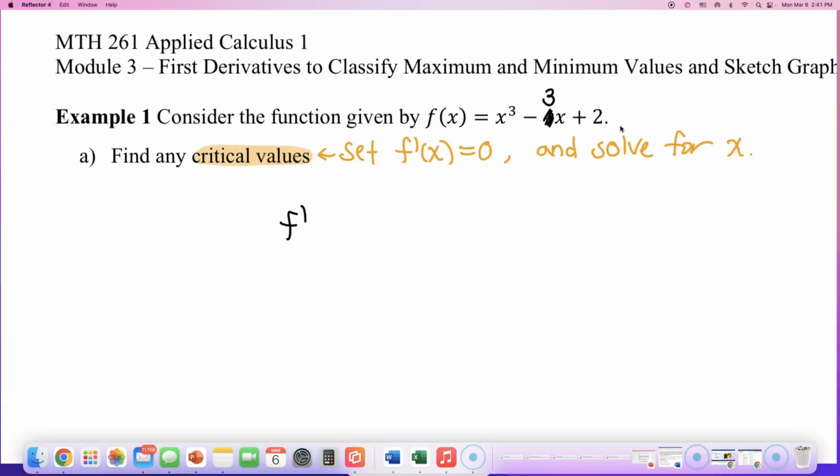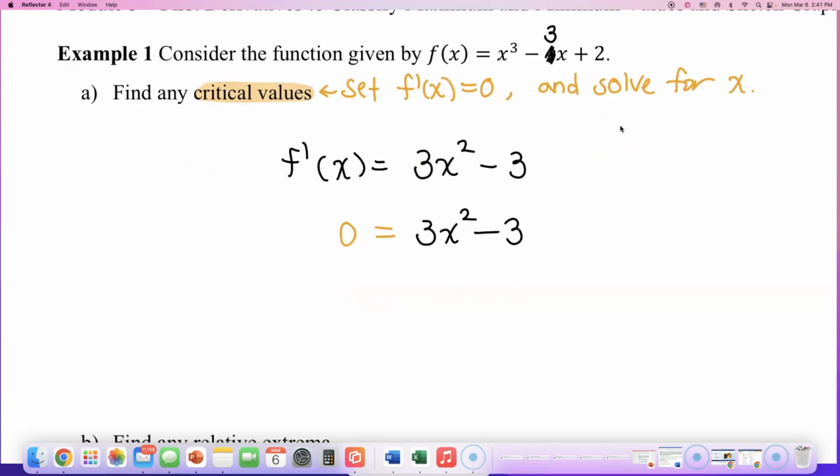So what is f prime of x? That will be 3x squared minus 3, right? Now, what you do is you set this equal to 0. 3x squared minus 3 equals 0. I will try to factor this. Okay, I'll try to factor it and solve it.